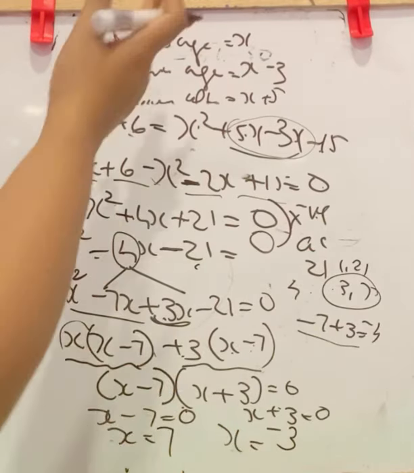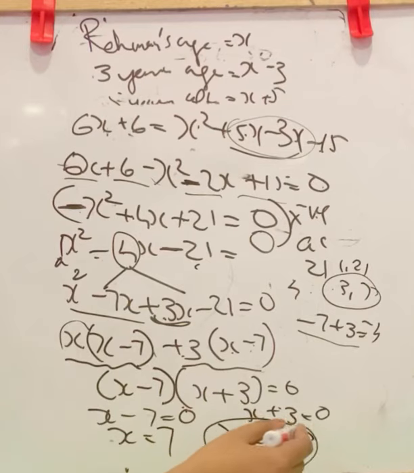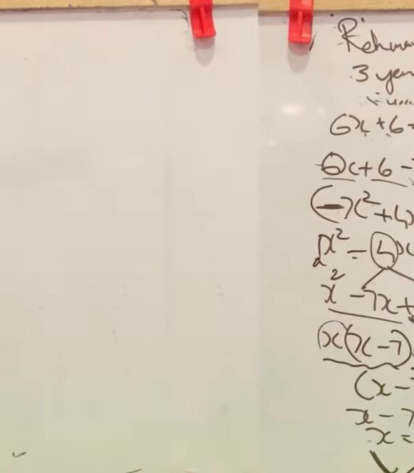Now we are talking about ages, so you don't want to consider this one because age is never a negative value. We can take this one. x is equal to 7. So Rahman's present age is 7. Next question.